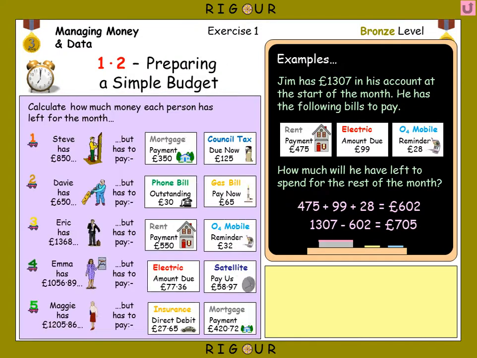So for the following questions, we're going to calculate how much each person has left for the month by adding up the bills and then taking them away from the money that they have in the bank. So if you're working in these at home, pause the video now.